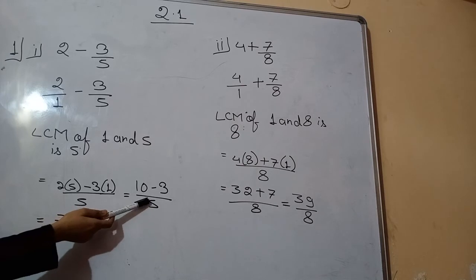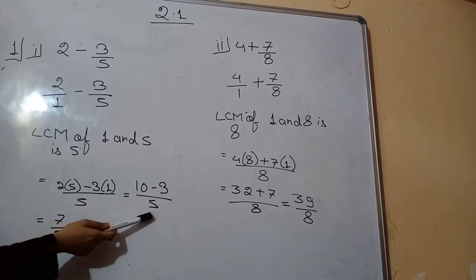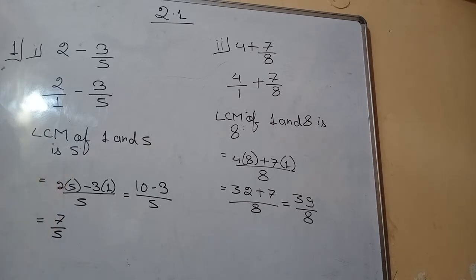2 5s are how much? 2 5s are 10, 3 1s are how much? 3. Denominator will be 5 as this is the LCM, okay. Now 10 minus 3 gives us 7 and denominator will be same, which is 5. So this is how you have to perform subtraction operation of two fractions, which is given in the question.